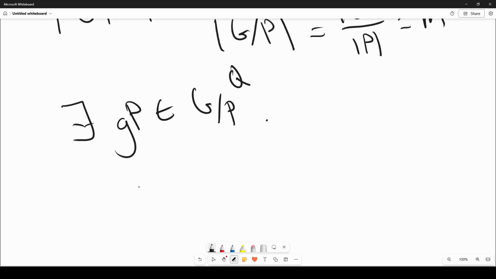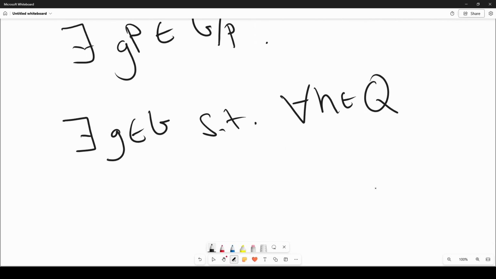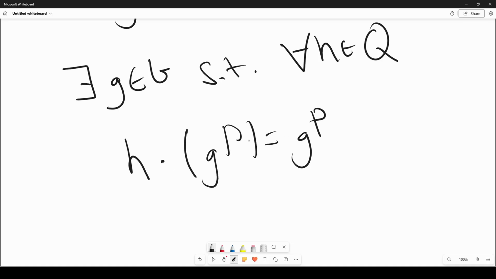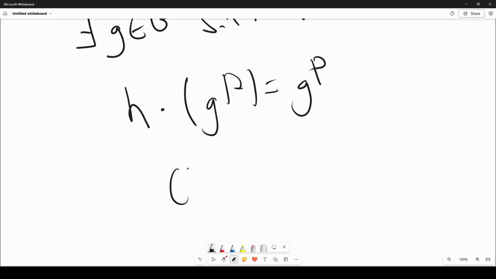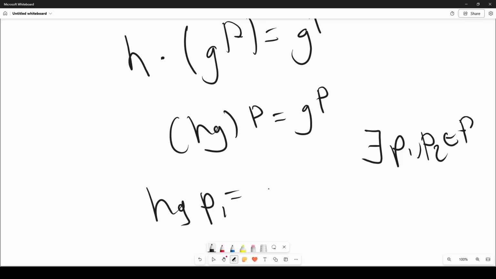Okay, so now using this, we can say there exists some element G in G. This is starting to seem like what we want, such that for all H in Q, this H is going to fix my left coset. So I get that H dotted with, so this is the group action, GP, is going to equal GP, which implies that HGP equals GP. And now I can say that this implies that there exist some elements P1 and P2 in P, such that HGP1 equals GP2.